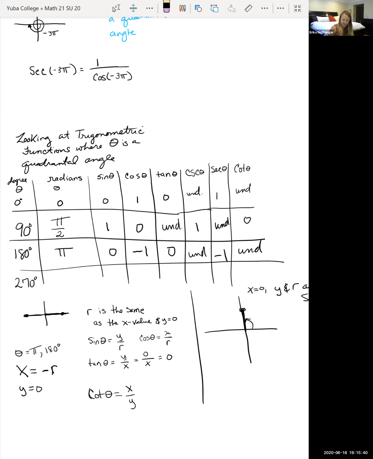Next, 270 degrees, which is at 3 pi halves. Sine of 270: our y value is negative, the same size as our r value, so we get negative 1. Cosine, x is 0, so we have 0. Tangent, x is 0, so it's undefined. Cosecant, 1 over sine, is negative 1. Secant is undefined, and cotangent is 0.